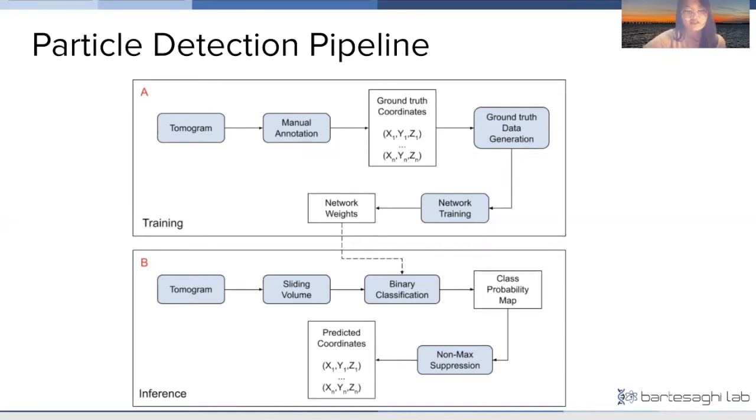In the inference stage, we first run a sliding window through the whole tomogram and use the classifier to get a window's probability of being positive. With this list of coordinates and their probabilities, we use non-max suppression to generate coordinates of predicted particles.